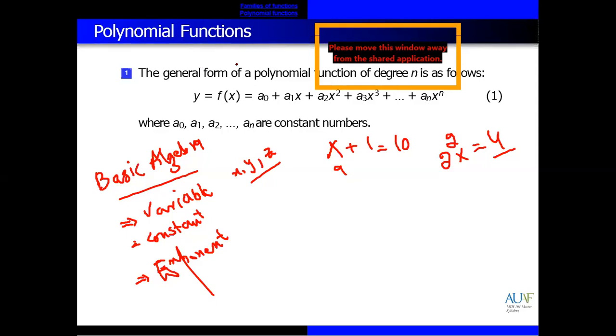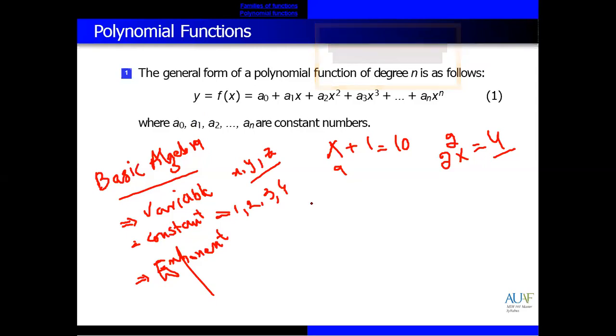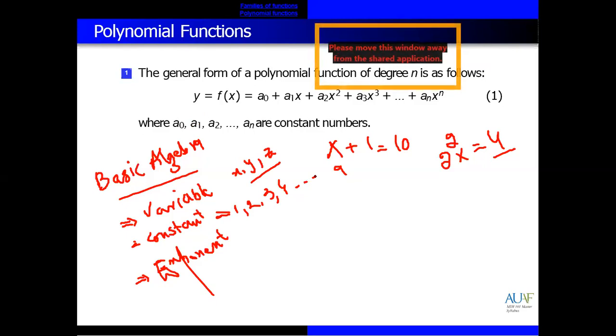So second one is constant. Constant, actually, one, two, three. These are constant numbers. They have fixed values. One is one everywhere. Two is two everywhere. Three, four. Same, zero is also included up to infinity. So these are constant numbers. Minus also possible. Minus one, minus two, minus three.